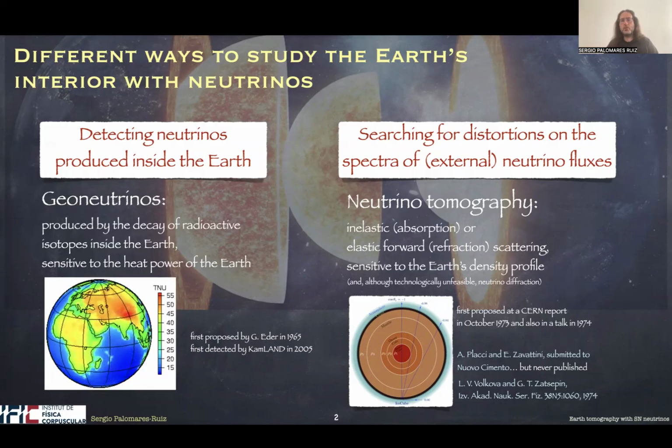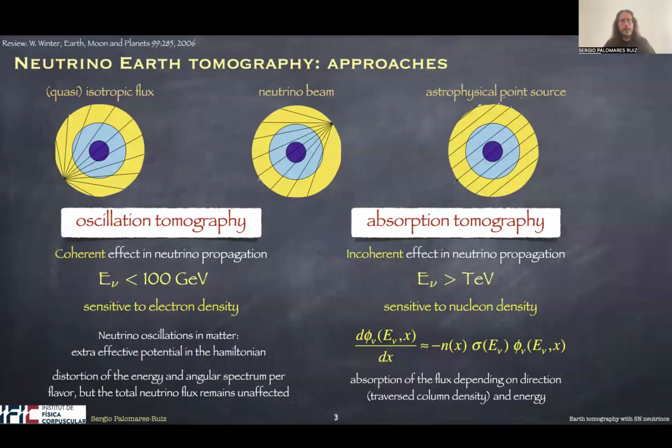Then we can search for distortions of the spectra of neutrino fluxes produced outside the Earth, like atmospheric neutrinos, and this is the so-called neutrino tomography, and we'll talk more about it. It was first proposed more than 50 years ago, but only performed for the first time about 7 years ago. I will also talk about that later. So there are two main approaches to do neutrino Earth tomography. On one side, oscillation tomography, and on the other side, absorption tomography. And this depends on the neutrino energies, basically.